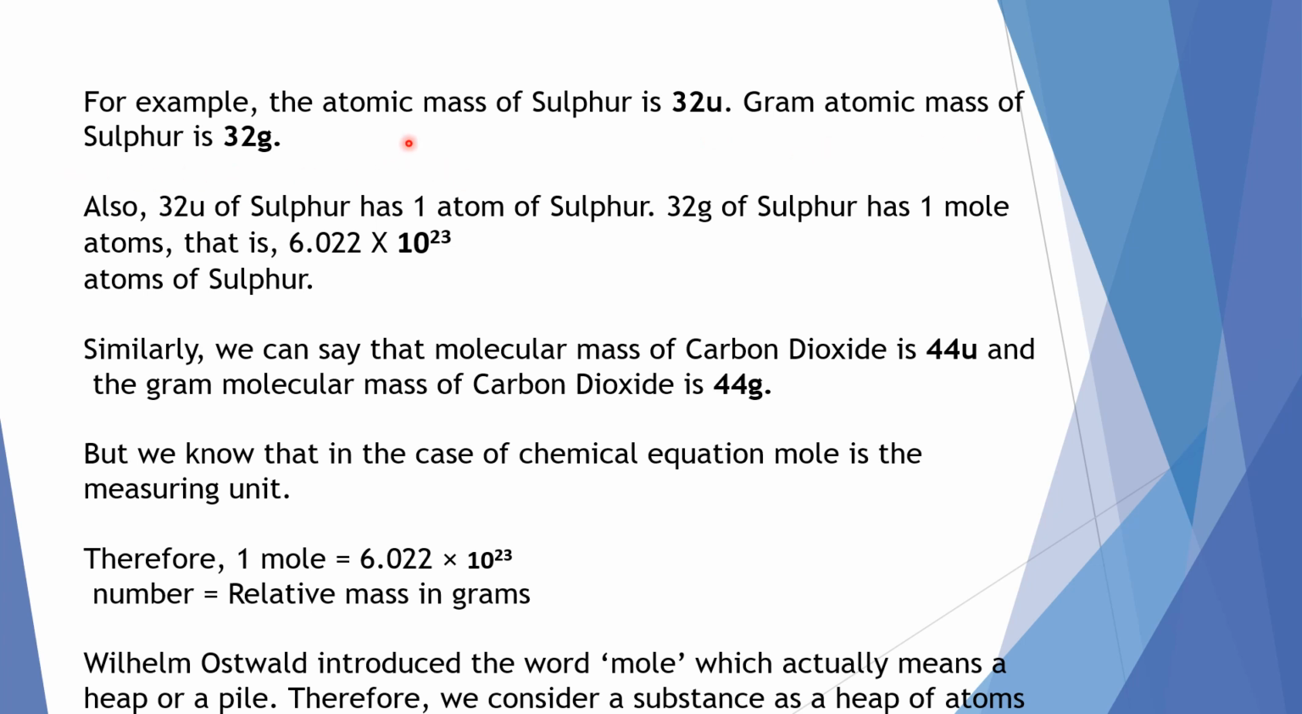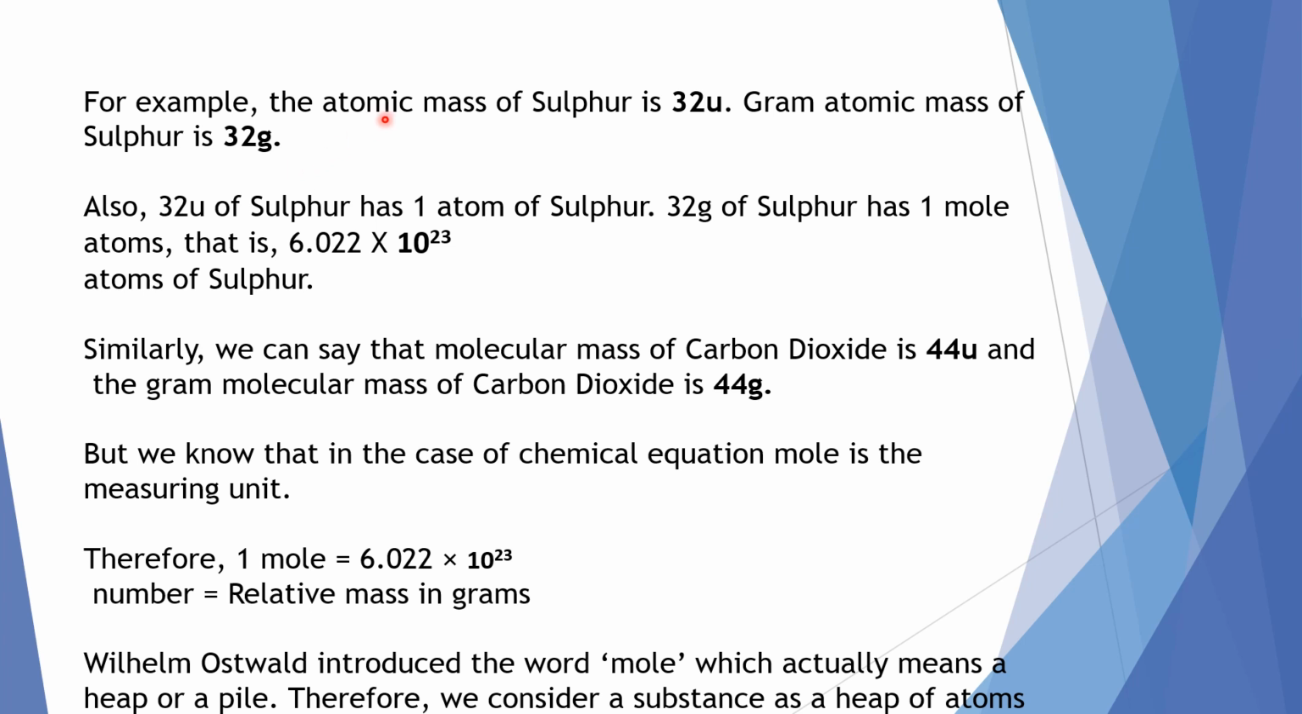See, what is atomic mass? Atomic mass is the mass of an atom. And here, which is the atom? Sulfur. And you know that the mass of sulfur is 32. Atomic mass we express in U, that is atomic mass unit. So that is why we write 32 U here. And when we express the same thing as gram atomic mass, we write it as 32 gram.